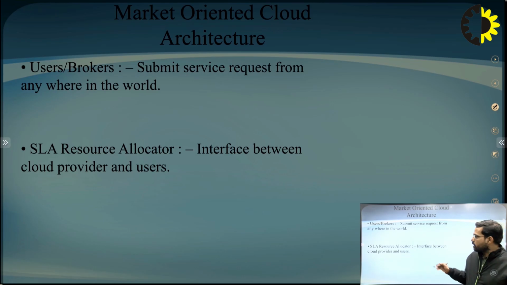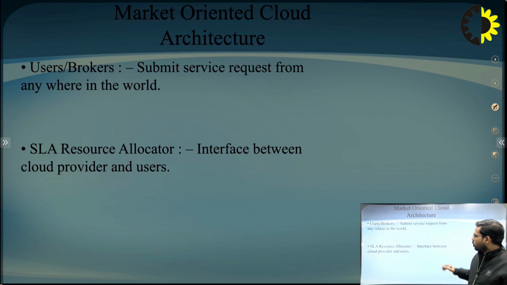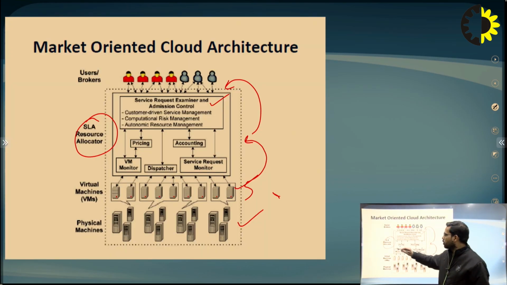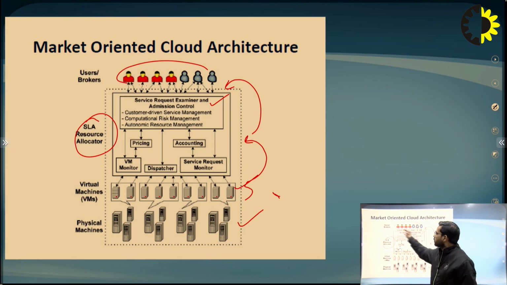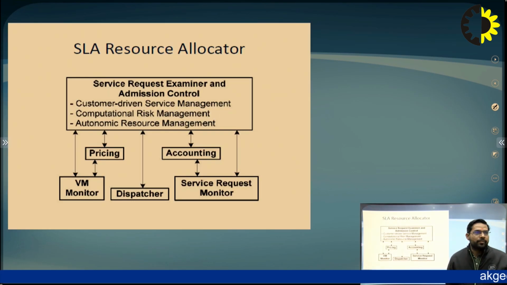Next one is the SLA resource allocator. The resource allocator basically allocates the resources. It is the interface between the cloud service provider and the user. According to this SLA resource allocator, these are the users and the brokers, and these are the virtual machines which are connected by using the SLA. So it is the interface between the cloud provider and the users. This is the diagram of the SLA resource allocator.